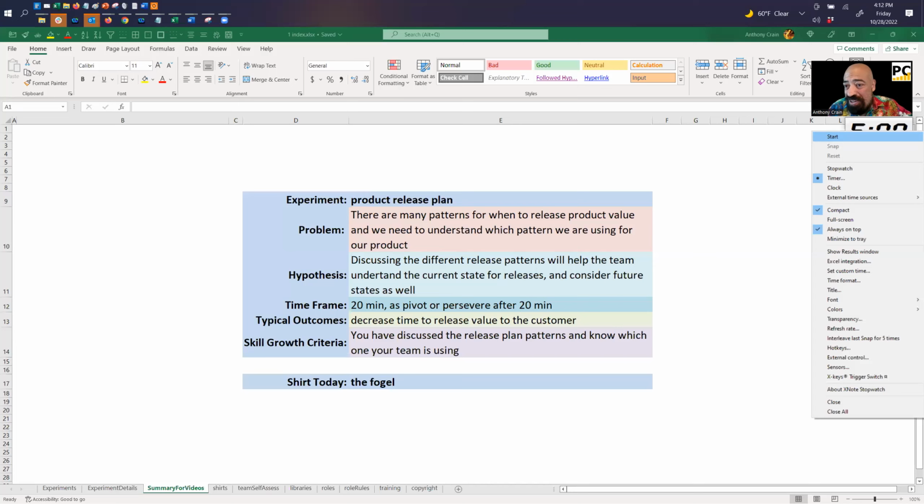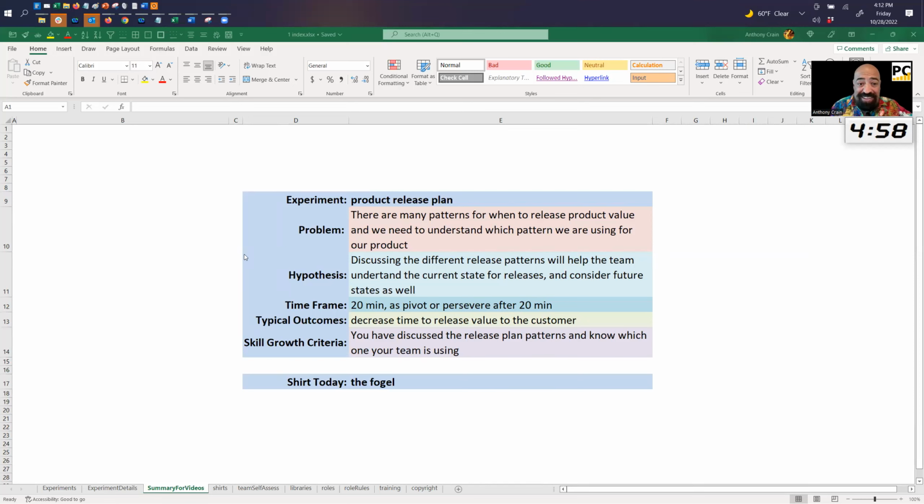So let's get into this. I got my screen open. Let's start the 5-minute timer and see how far we get.